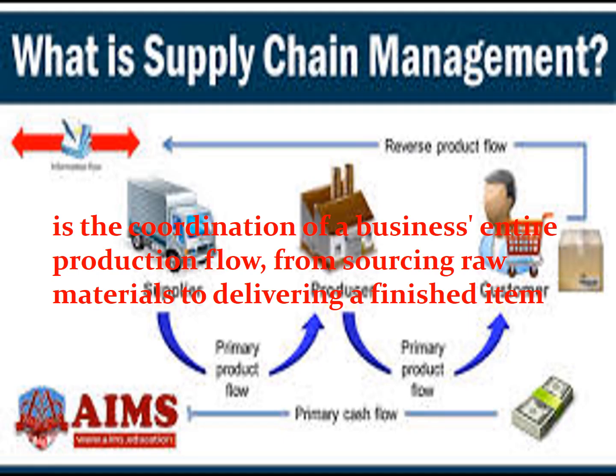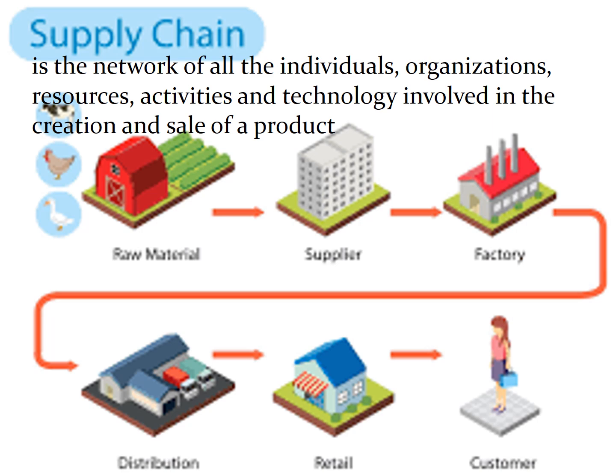So now let's start with defining what supply chain management is. Supply chain management is the coordination of a business's entire production flow from sourcing raw material to delivering a finished item. And the global supply chain is a complex network of suppliers, manufacturers, distributors, retailers, wholesalers, and final customers. In supply chain management, basically we are managing a supply chain.